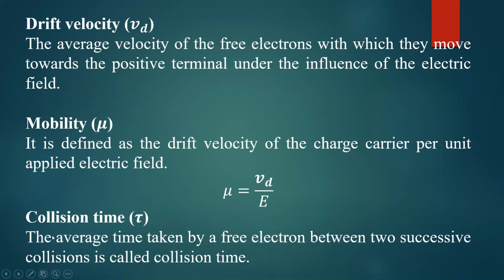Then next is collision time, or it is also called as relaxation time. The average time taken by the free electron between two successive collisions is called as collision time. I already told you, electrons are moving just like gas molecules. Because of their random motion, they will collide with other electrons, and also they will collide with the other ions present in the metal. The average time between one collision to the next collision is called as collision time. Okay, so it is also called as relaxation time.